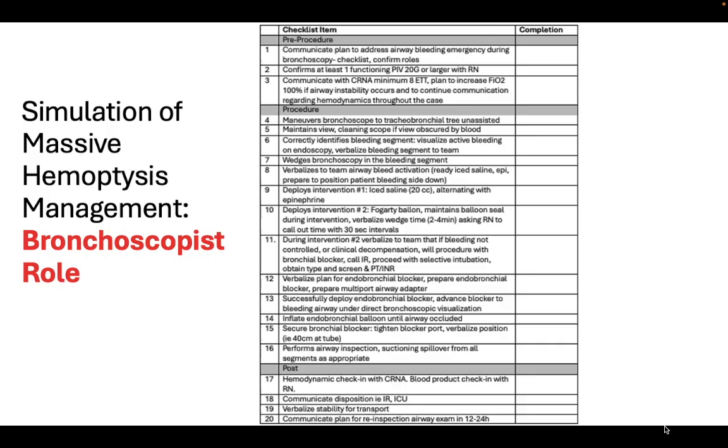This is the checklist that will be used in the massive hemoptysis management scenario for the bronchoscopist role. And this really is a more detailed outline of the algorithm. And when you're performing the simulation, a recorder will be watching and evaluating the learner to assess how they address each of these aspects derived from the algorithm.